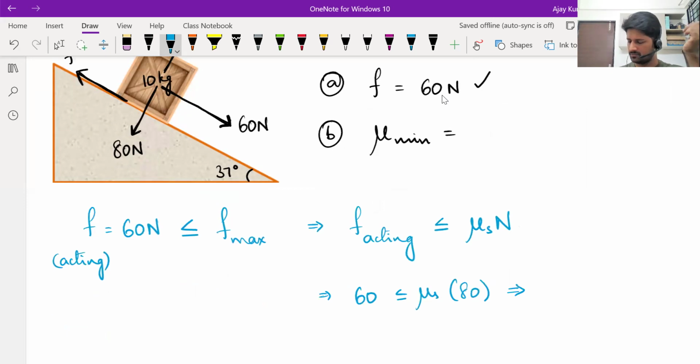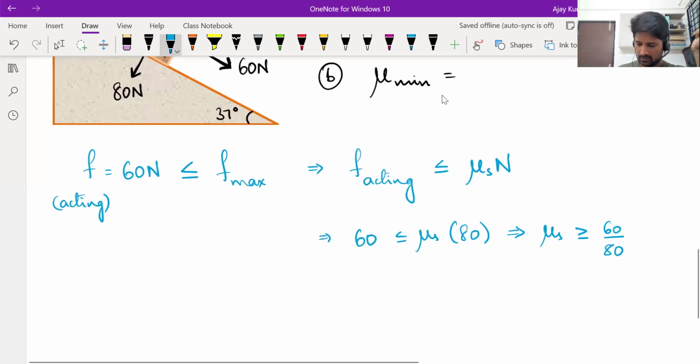Okay, I think Saket, you made a mistake. You took normal force as 100. Normal force is not always equal to mg. So mu s becomes 60 by 80, that is 3 divided by 4. Let's not forget the inequality symbol. Just send 80 that side. You get mu s greater than or equal to 60 by 80, that is 3 by 4. Therefore, for that much friction to act, for the block to be in equilibrium, mu s should be greater than or equal to 3 by 4. 3 by 4 is 0.75.